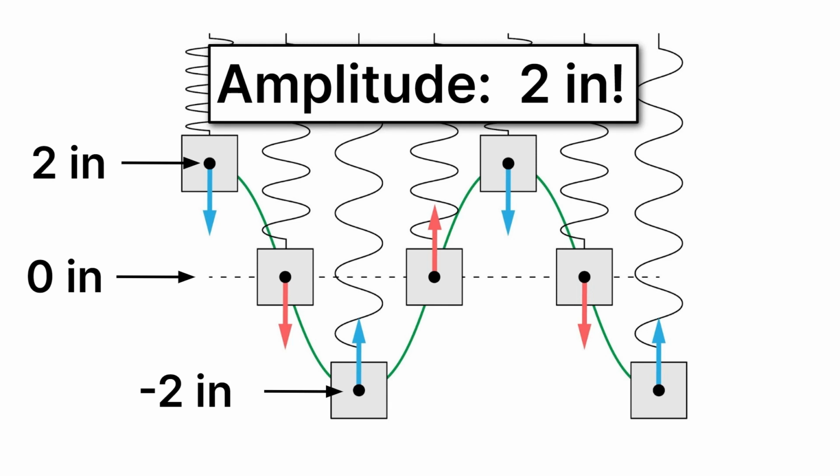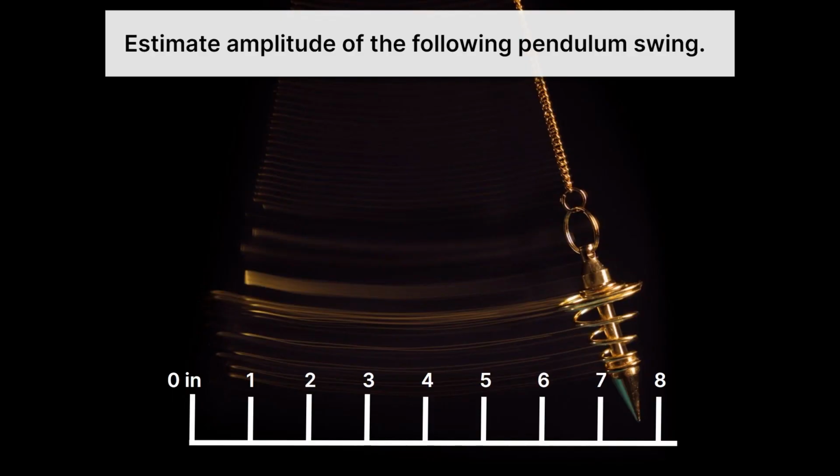Now let's give you a chance to practice estimating amplitude. Estimate the amplitude of the following pendulum swing. So here, try to pick the center and then see how many inches it goes to the right and to the left of that swing.